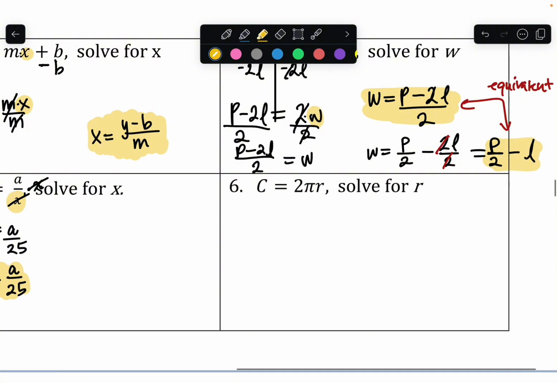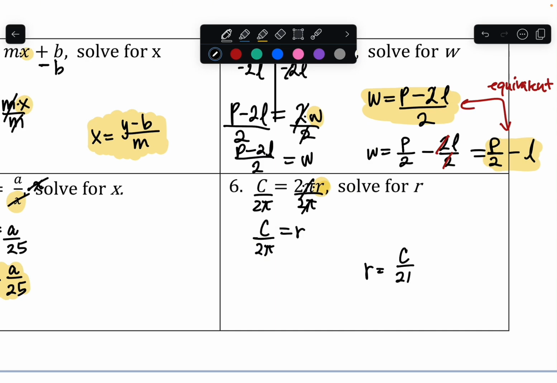Okay, last one, we are solving for r. He's currently being multiplied by 2 pi. And so we can go ahead and divide by 2 pi in one step. Divide by 2 pi. And that leaves me with r all by itself, and then c divided by 2 pi. So r equals c divided by 2 pi.